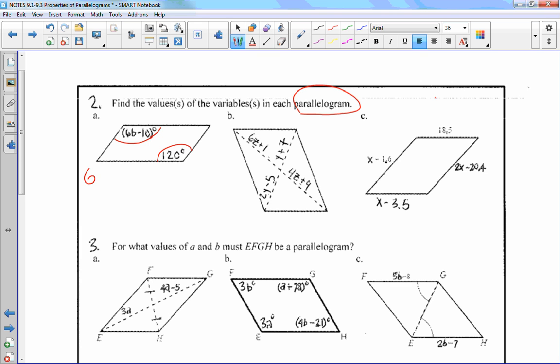So they're equal to each other. 6b minus 10 equals 120, and solve for b. Hold up the value of b in the air, fingers in the air. Oh wait, this one's a decimal. That's going to be a little hard to hold up. We add 10 and divide by 6. It doesn't come out evenly.